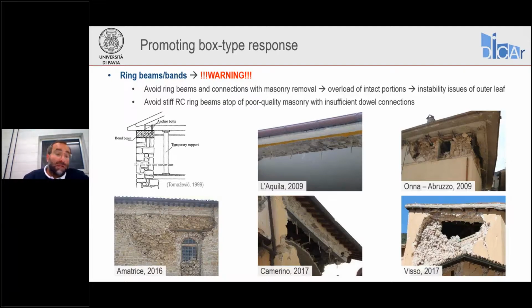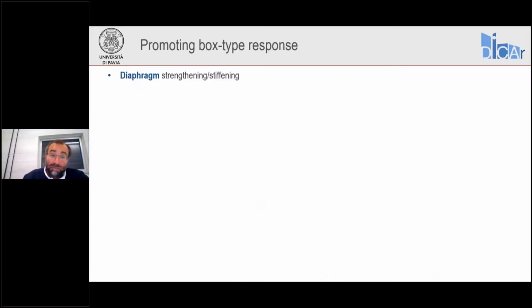Again, a problem of quality of masonry, which may need to be locally strengthened, problem of stiffness of this concrete ring beam, which is basically behaving as a rigid body, moving above a more flexible and weaker material, which is the supporting masonry. So try to avoid this problem because this makes the intervention completely useless.